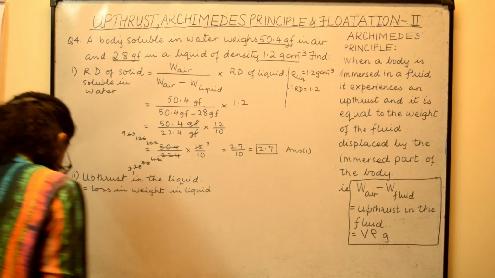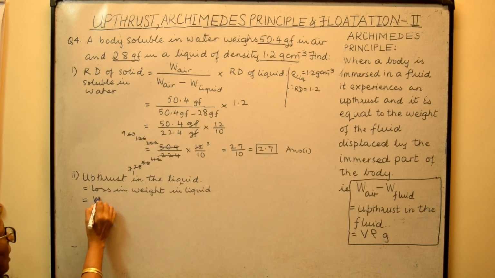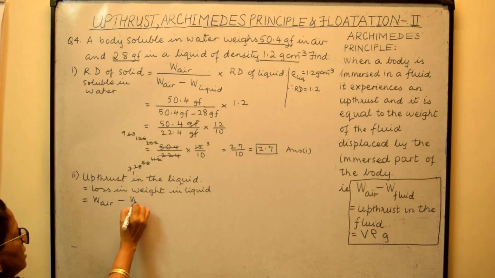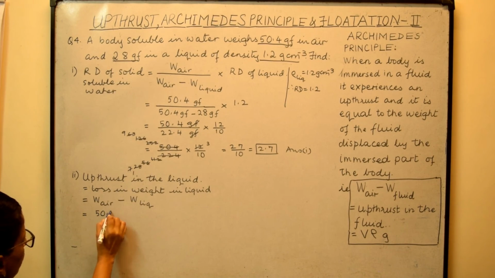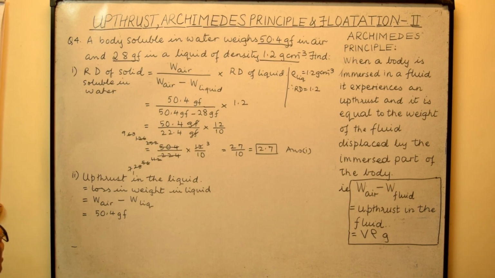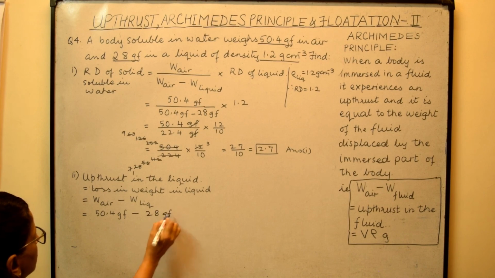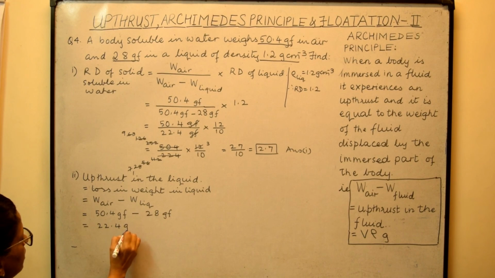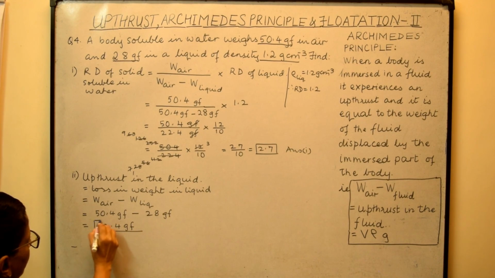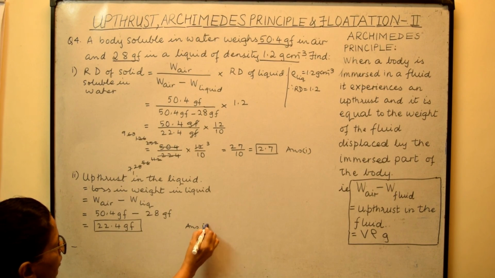So loss in weight of the solid in liquid, and that will be W air minus W liquid. W air is given as 50.4 GF, and we have W liquid as 28 GF. So the upthrust is going to be 22.4 GF, and that is the upward force, and that is our answer 3.